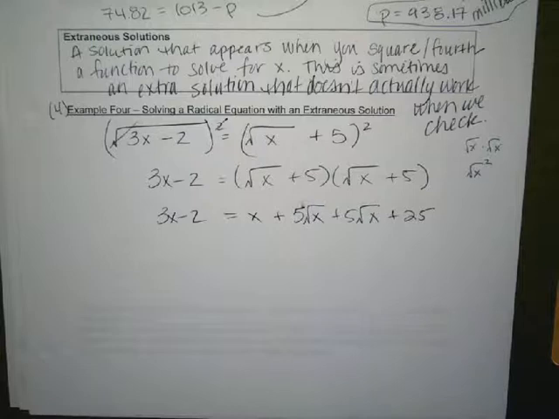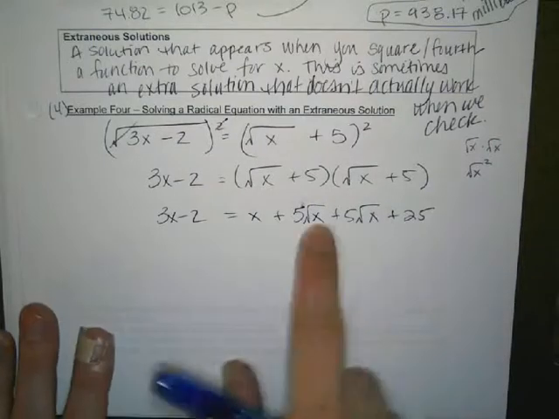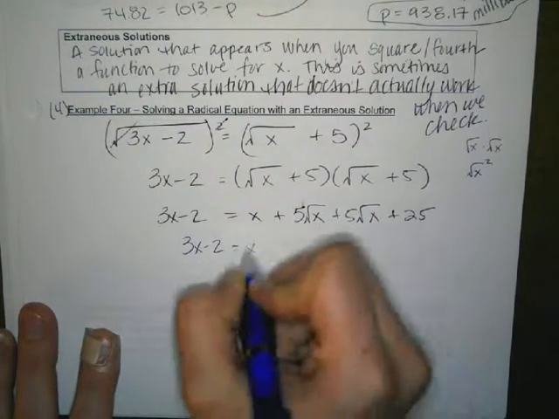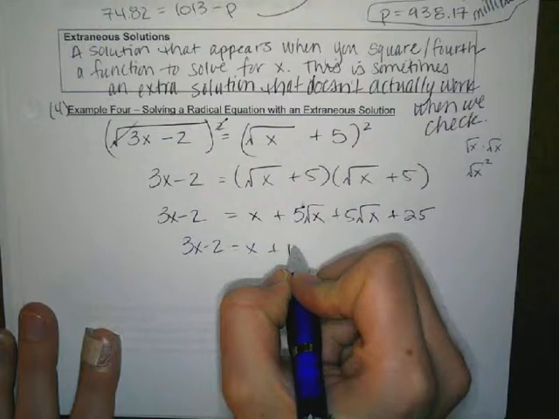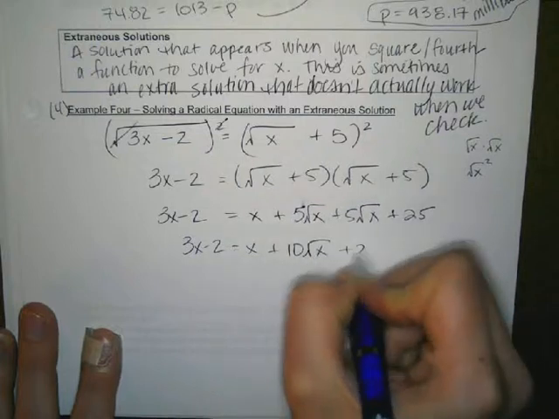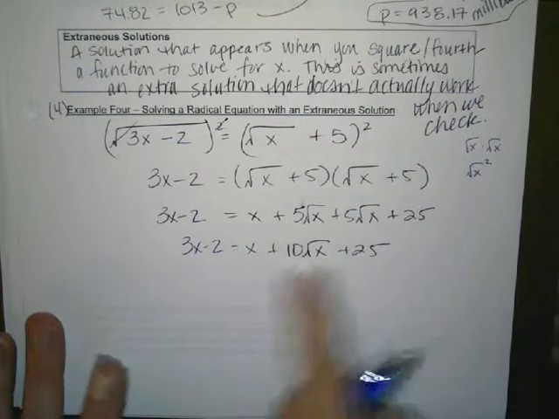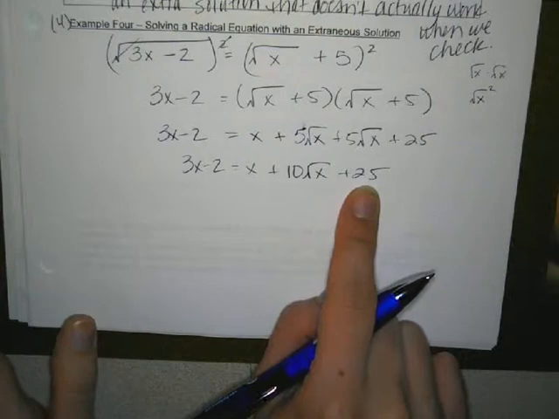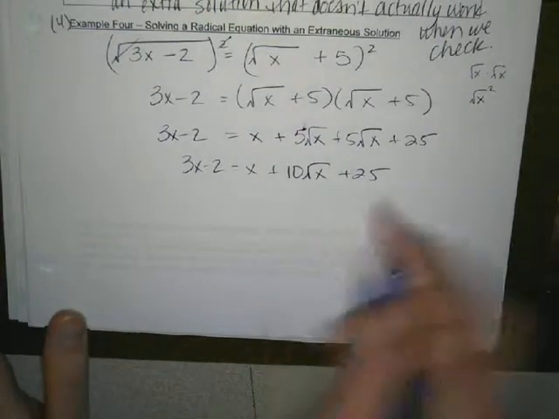Well, first of all, let's go ahead and add them together since they're like terms. 10 square root of x. And then I'm going to isolate that square root of x just like I've done in other problems. I'm going to get that one by itself. So I'm going to subtract 25 from both sides and subtract x. So you get 2x minus 27, right?